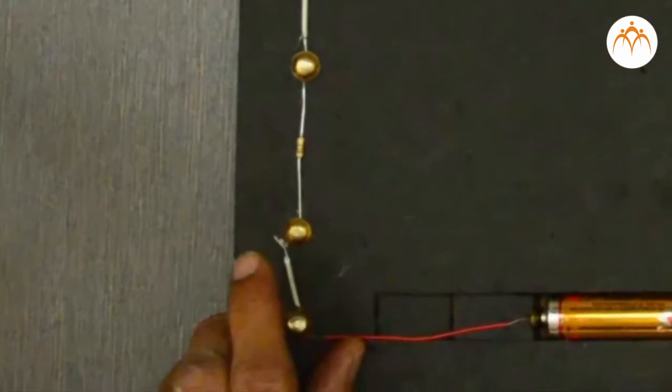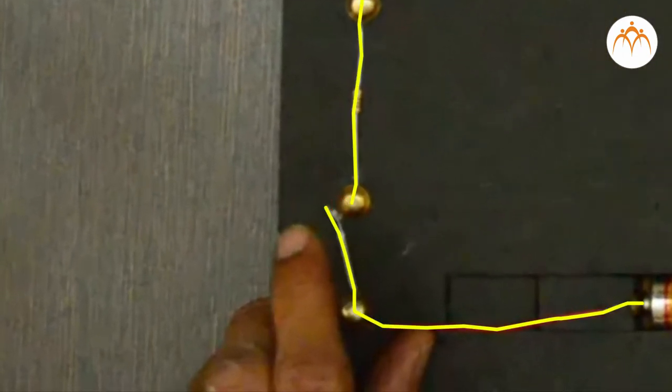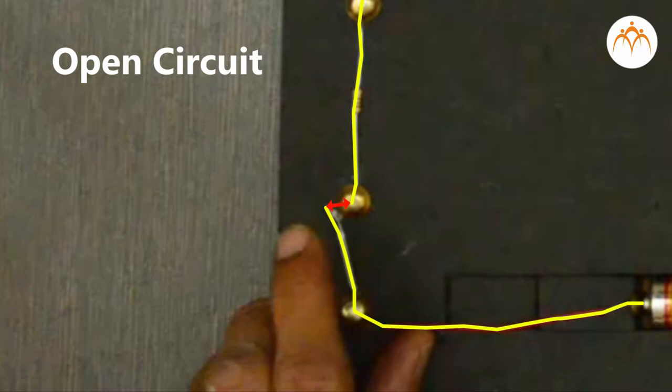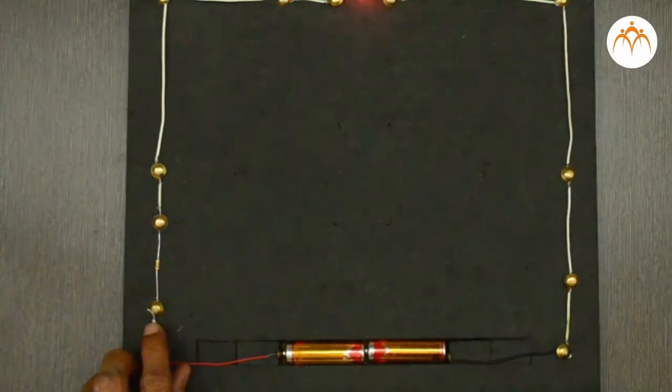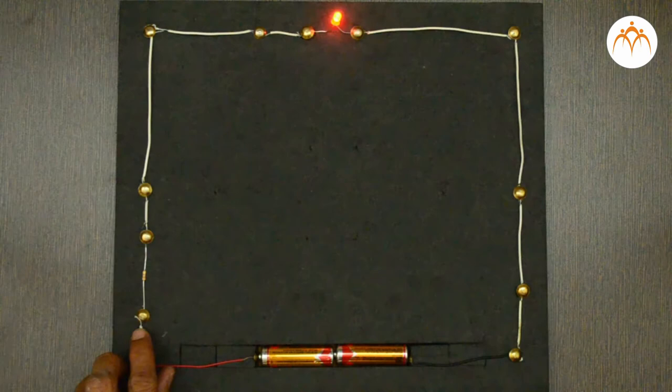Turning off the switch creates a gap in the circuit that stops the flow of current. A circuit in which current is stopped is called an open circuit. When the switch is closed, the gap is removed from the circuit and current starts to flow again. This circuit is known as a closed circuit.